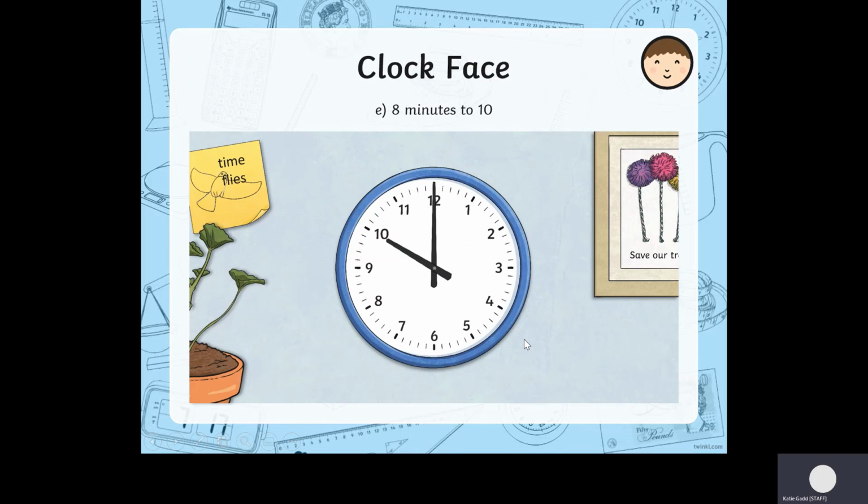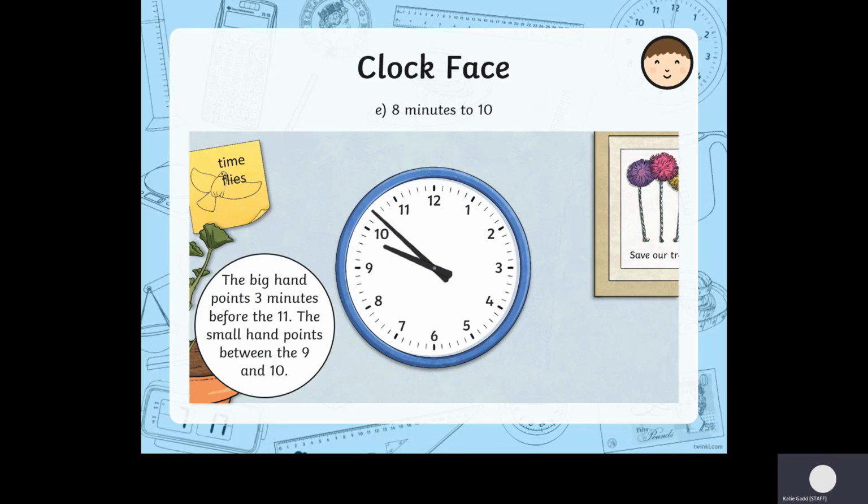How about this question? 8 minutes to 10. How would we show this using the clock? So we know it's 8 minutes until it's going to be 10 o'clock. So we need to count back 8 minutes. The big hand points to 3 minutes before the 11 and the small hand points between the 9 and the 10. Why do you think it's closer to the 10 than the 9? That's because it is closer to 10 o'clock than it is to 9 o'clock.